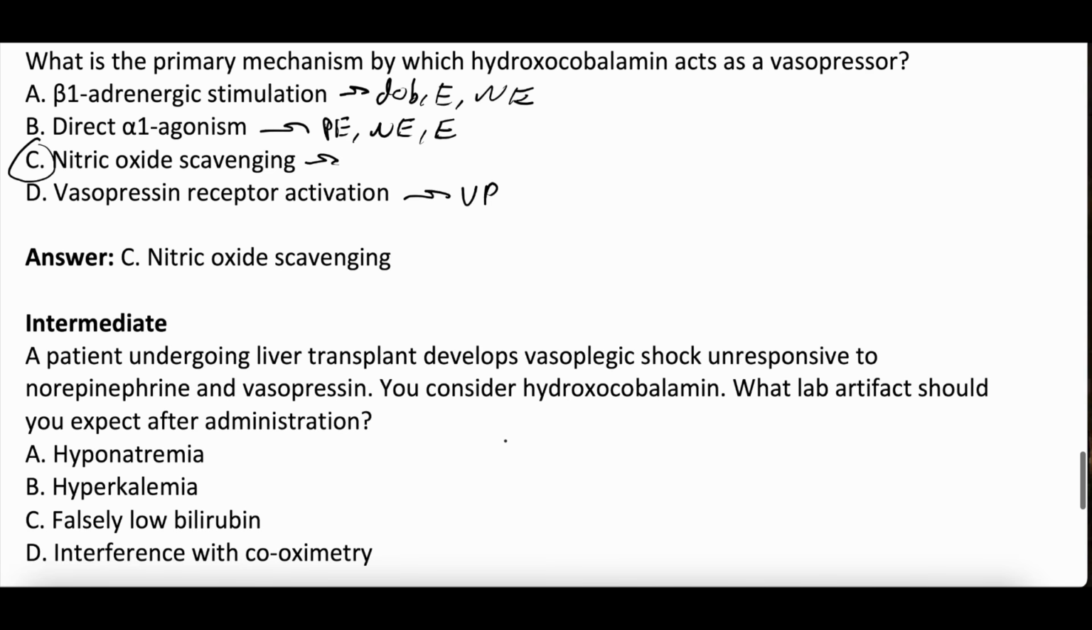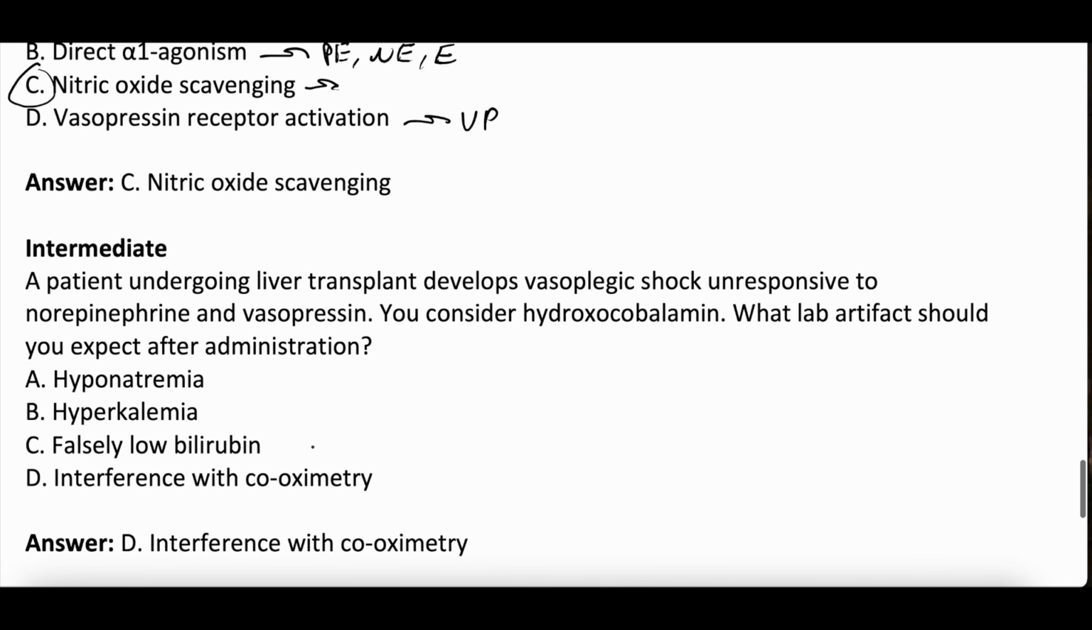The answer is D, interference with co-oximetry. So we know that hydroxocobalamin does affect certain labs. It does not affect the sodium. It does not affect the potassium. It does interfere with co-oximetry. It also interferes with bilirubin, but it's not low, okay? It would be high. It interferes with creatinine and some other stuff too.